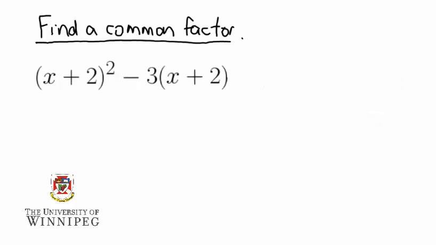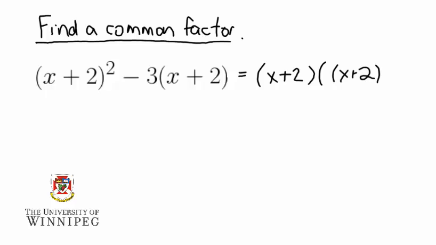In our second example, I'd like to show you that it is possible to pull out what we call a binomial factor. So if we have the expression x plus 2 all squared minus 3 times x plus 2, we could look at each of our two terms, our x plus 2 squared and our 3 times x plus 2, and we might notice that each of these terms has a common factor of x plus 2. So if we pull out this common factor of x plus 2, we might ask ourselves, what is x plus 2 squared divided by x plus 2? And what's remaining after we do that division is x plus 2.